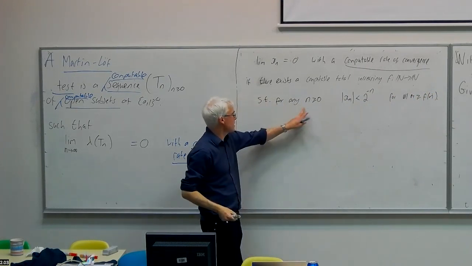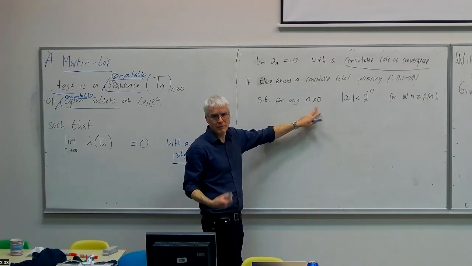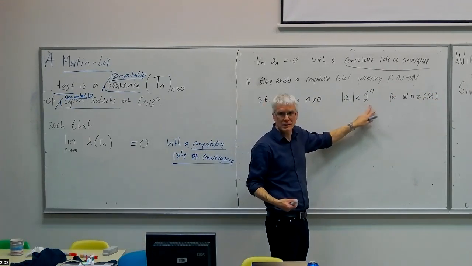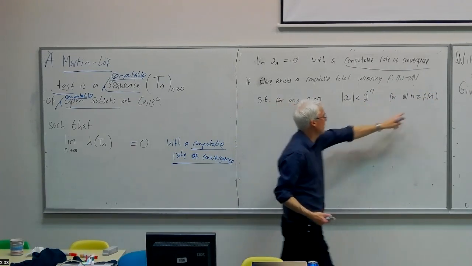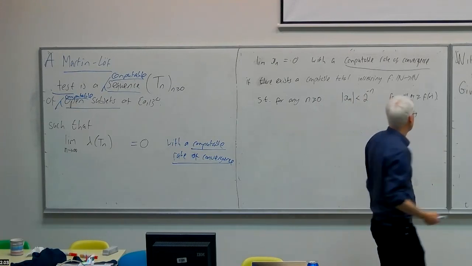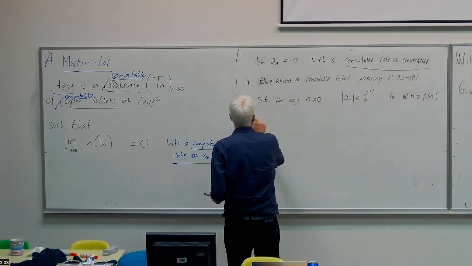So what is this? This is like giving our epsilon. We're giving an n, we want to be within 2 to the minus n of 0. And f tells us how far we need to look along the sequence to get that. Okay, so that's easy.